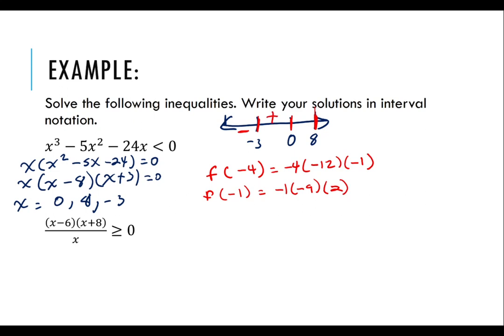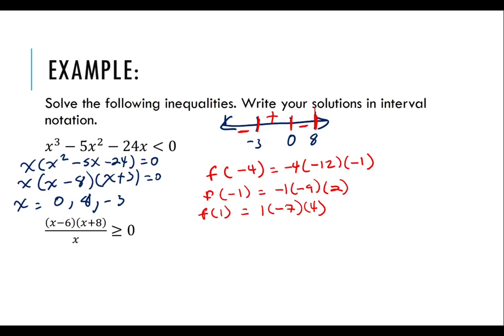Then let's pick a value between 0 and 8. How about f of positive 1? That's going to be 1. 1 minus 8 is negative 7. 1 plus 3 is positive 4. Positive times negative, that's going to be a negative. That's below the x-axis between 0 and 8.